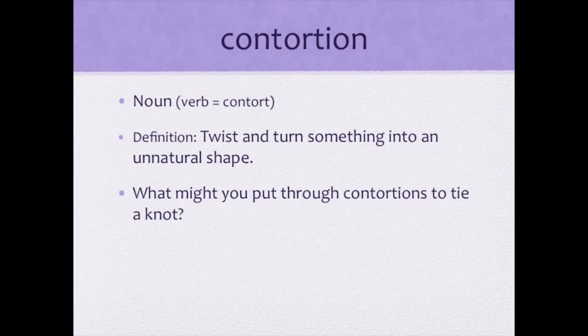So, for example, you might have seen a show where the acrobats twist and turn their bodies into contortions for the entertainment of the viewers. Think about this question. What might you put through contortions to tie a knot? Write your answer on your vocab sheet.